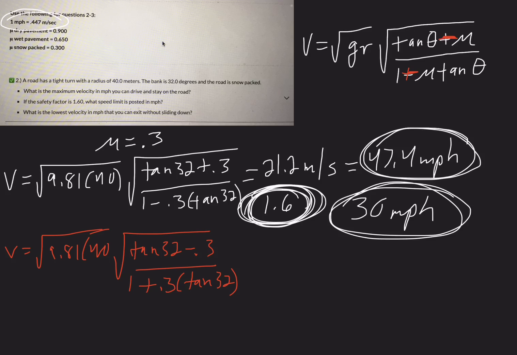So if you did that, you can check your math, you're going to get 10.3 meters per second divided by 0.447 meters per second, and you're going to get 23.2 miles per hour should be the answer for that one.